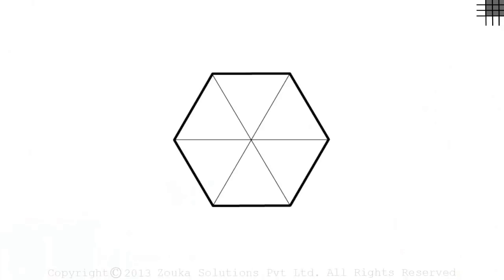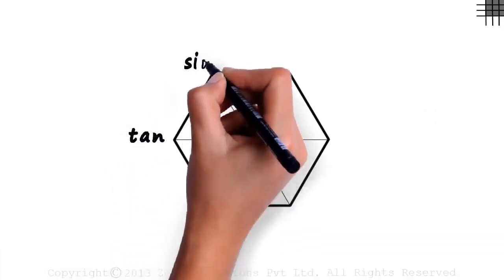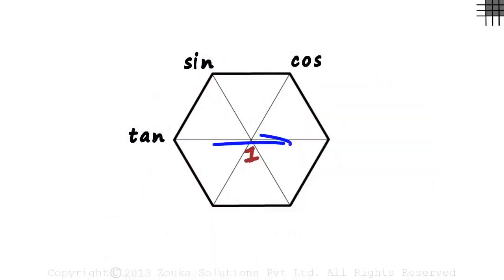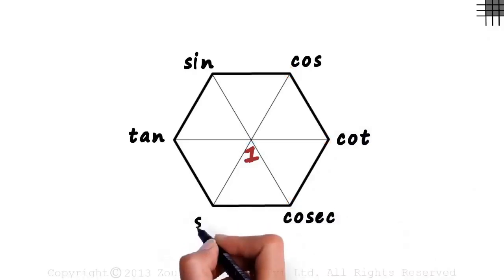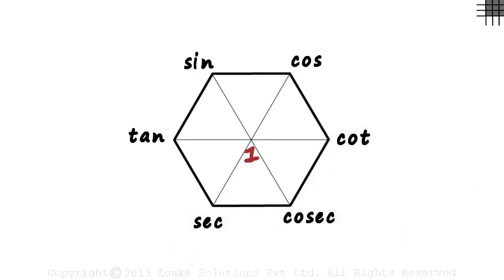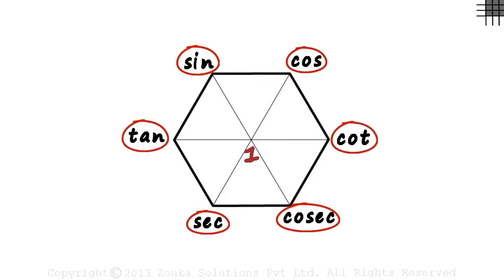Let's redraw the hexagon with 1 in the center. Tan is equal to sine by cos. Cot opposite to tan. Cosec here as all c's on the right. And what remains is sec. Now focus on the functions at diagonally opposite vertices. Sine and cosec, cos and sec, cot and tan. They are reciprocals of each other.